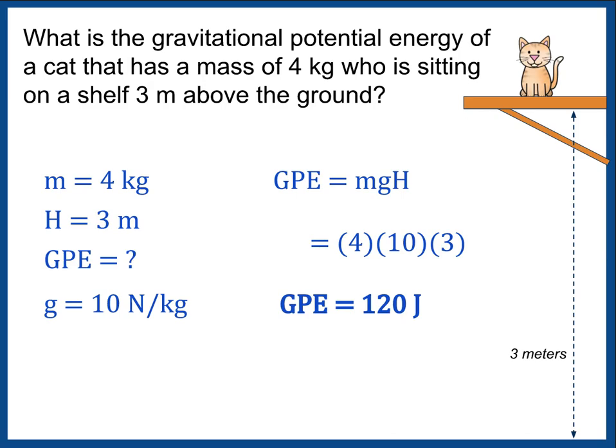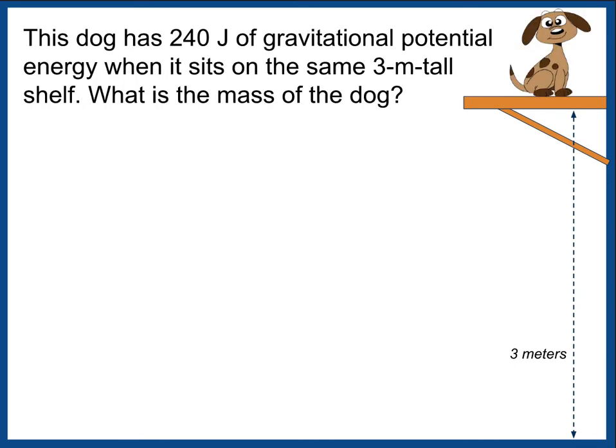Now, these two examples were both finding the amount of energy. You might know the amount of energy and be asked to find one of the other variables. So let's look at that type of example. Here we have a dog who's sitting on that same 3-meter tall shelf, but the dog's energy is 240 joules. And so we're going to determine what his mass is. Let's make a list of things we know. We're given the potential energy. We're given the height. We're trying to find the mass. That's everything that we see in the problem.